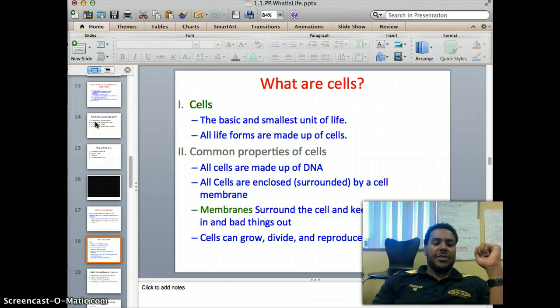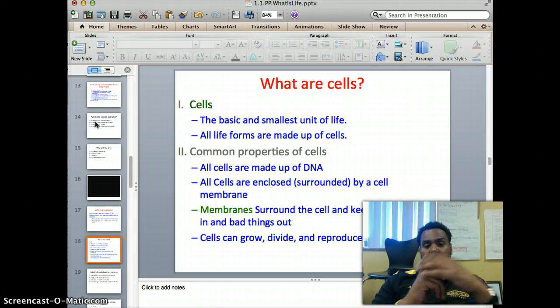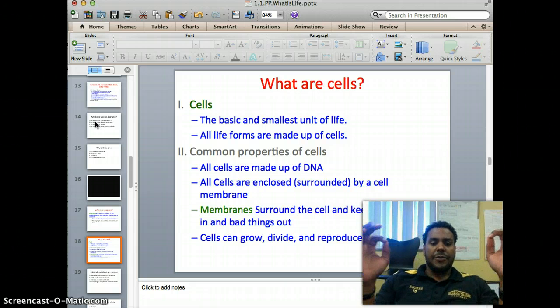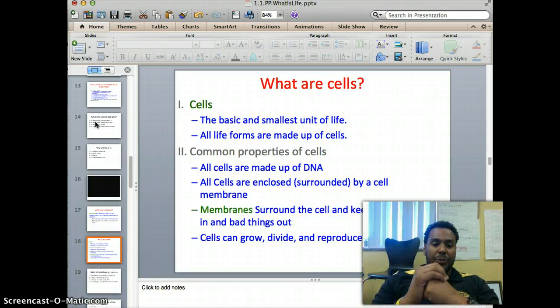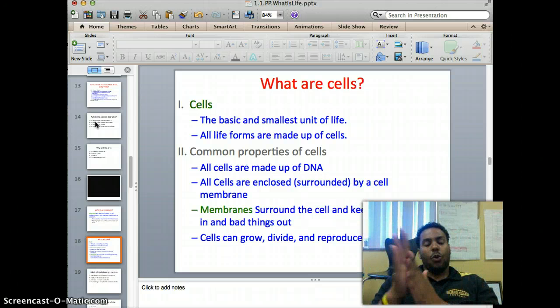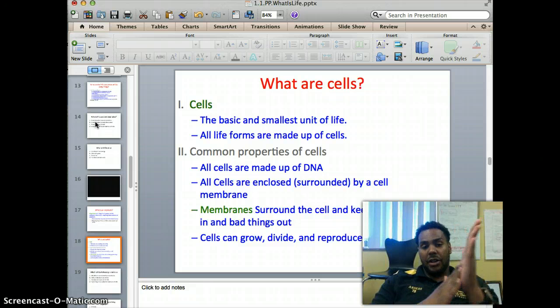2, common properties of cells. All cells are made up of DNA. We're going to learn a lot about DNA next unit in genetics. DNA is what makes you you. Everybody has different DNA, which means that everyone is different. All cells are enclosed or surrounded by a cell membrane. Now that's a huge piece, a very important organelle that we're going to talk about later on next week.